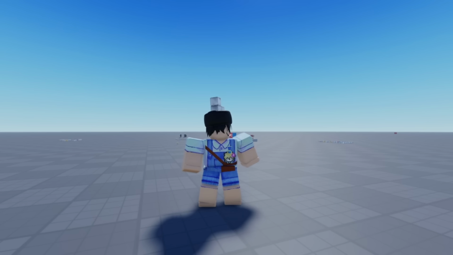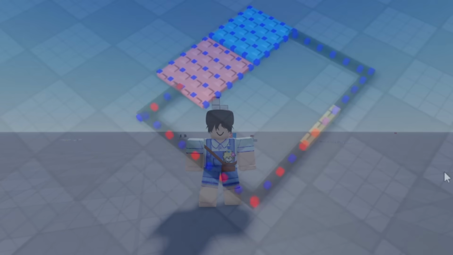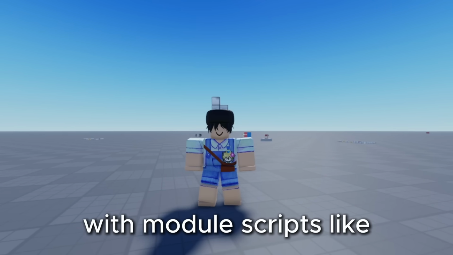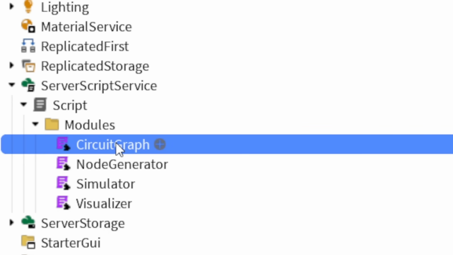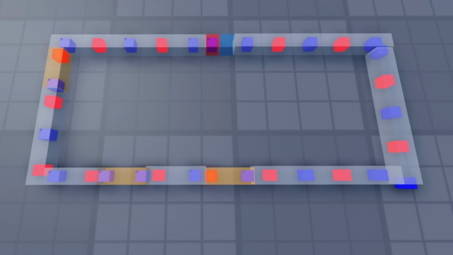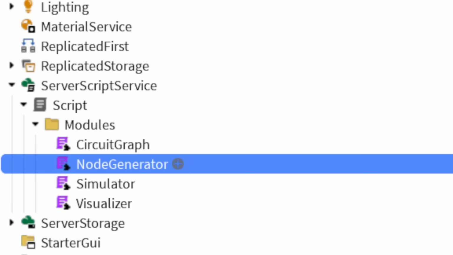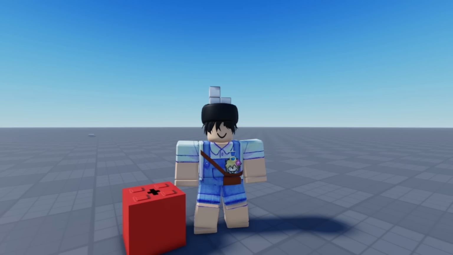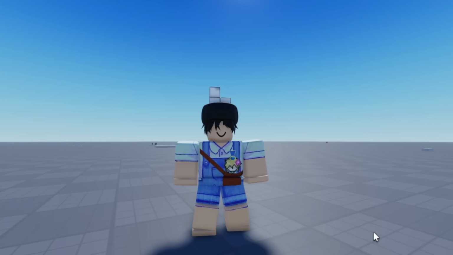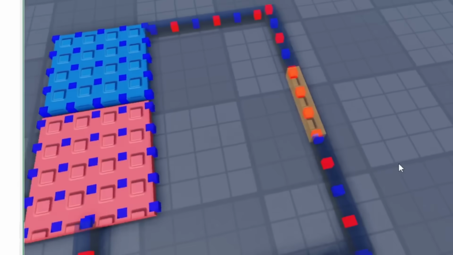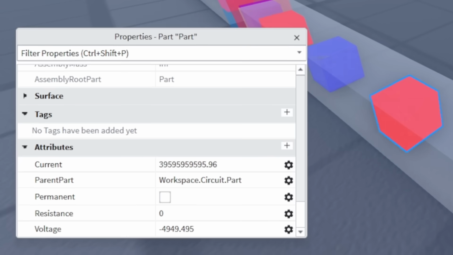Now, for this second model though, I mainly just made it to lay the foundations for the simulation, module scripts like the circuit graph, which is just a dictionary for nodes and their neighbors, the visualizer to see what's happening, the node generator to generate the nodes, and the simulator to do the math part. Because I mainly just wanted to lay the foundations and test the program, I essentially just did scuff the math purely for visuals. And it looks pretty cool, even if the numbers don't make any sense.